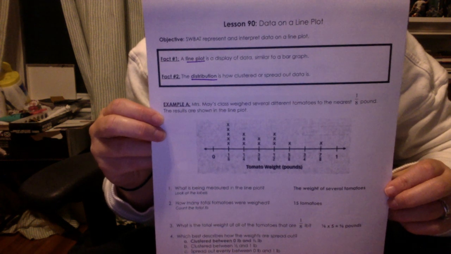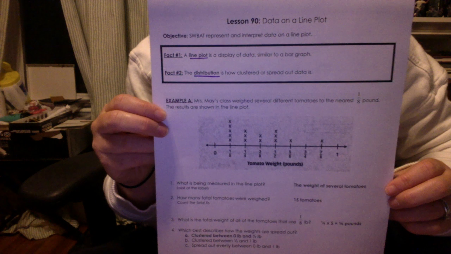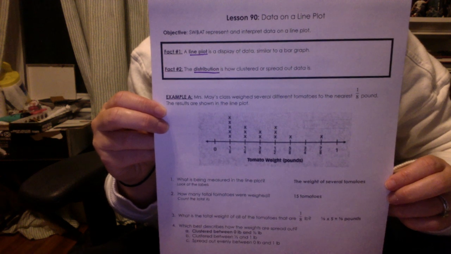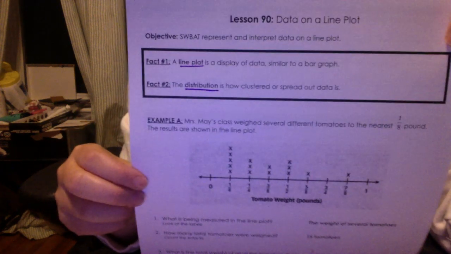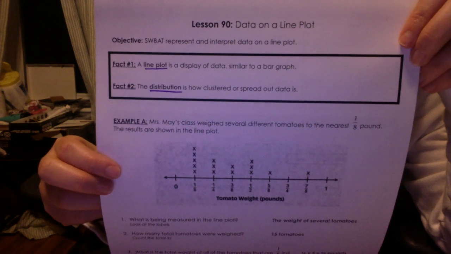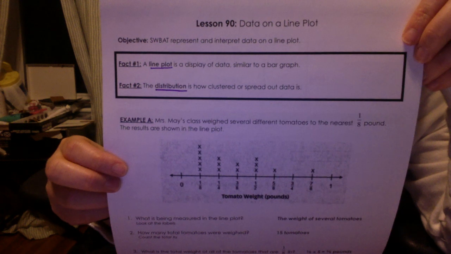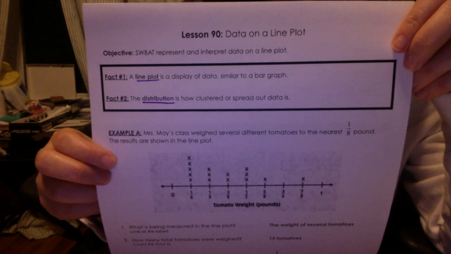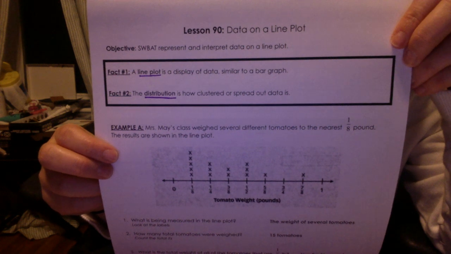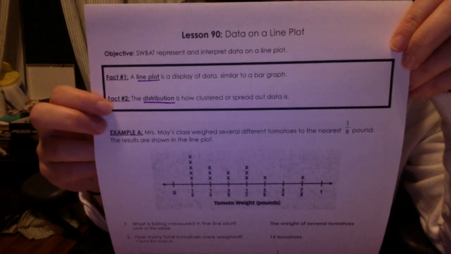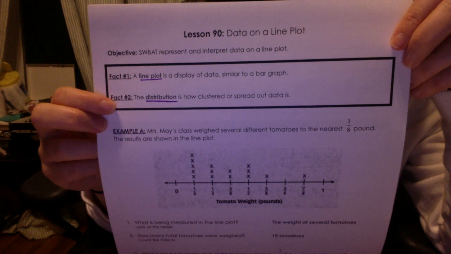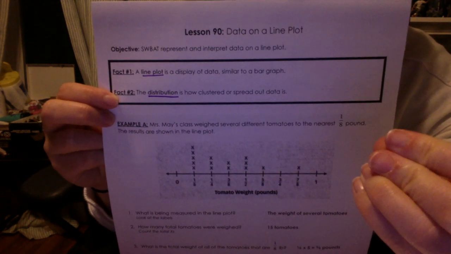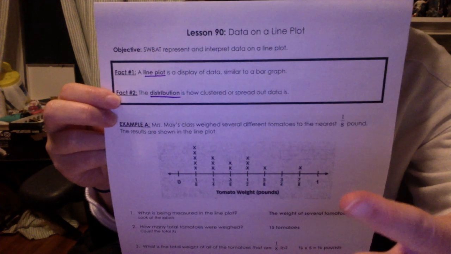Today we're going to continue what you did last week, looking at line plots, which is a way to measure and display data. So let's just start with the facts, and then I'm going to go through two examples, one where you're looking at an already made line plot and one where you have to make your own. So fact number one, a line plot is a display of data similar to a bar graph. Fact number two, the distribution is how clustered or spread out the data is. So clustered is when everything is together, and spread out is when it's far apart.